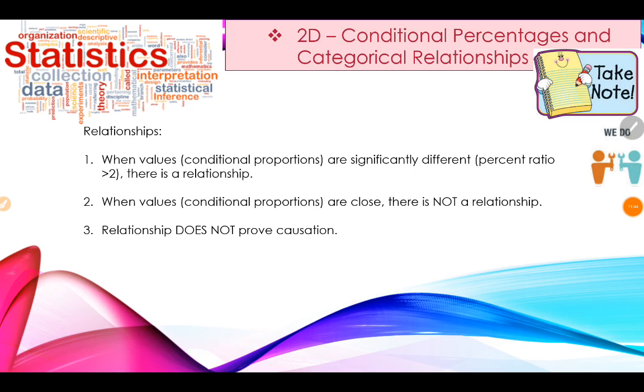So here's a quick summary of those relationships. When conditional proportions are significantly different, the percentage ratio is greater than 2. That means there is a relationship. So when that percentage ratio shows a significant difference, it means the groups have different proportions. That shows that there's a correlation between the two variables we're looking at. When the conditional proportions are very close, such as if we found out that 50% of the women and 50% of the men both liked sports cars, that would show there's no relationship. It doesn't matter what gender you are to see what kind of car you like. So the summary is that relationship or correlation does not prove causation.